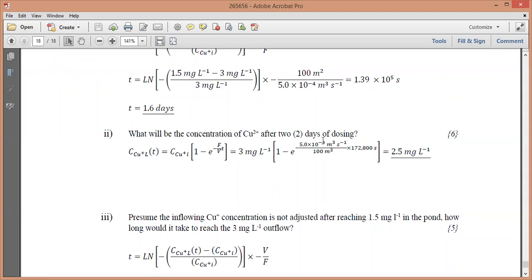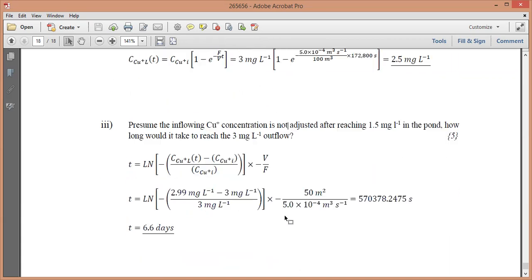So we have our volumetric flow rate in cubic meters per second, divided by the volume of our fish pond. Then the exponential of that value, which will give us 2.5 milligrams per liter.